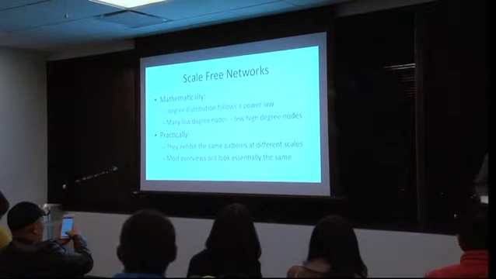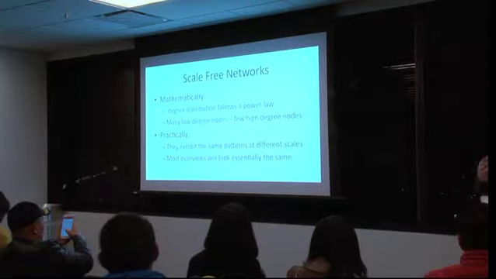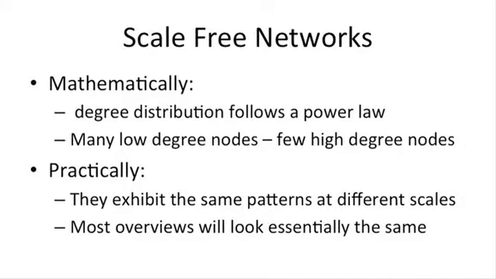Mathematically, this is defined as a degree distribution that follows a power law. That is, there are very few nodes that have a very high degree, and then that falls off very quickly into a long tail of a lot of nodes that have very low degree. That's how it's mathematically defined, but in practice what it means is that these scale-free networks exhibit very similar behavior regardless of what scale you're viewing them at.